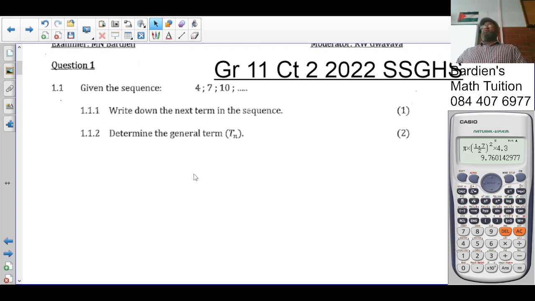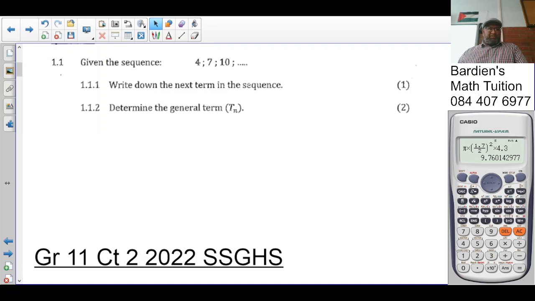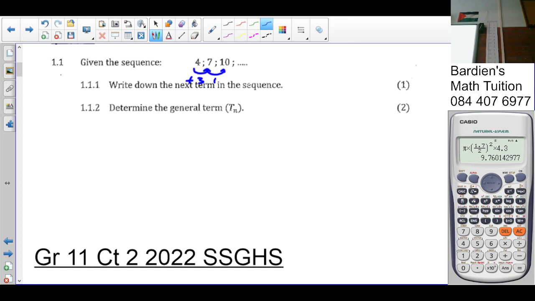We've added up incorrectly. Okay. So the first question says, given the sequence 4, 7, and 10, write down the next term in the sequence. So how do I move from one term to the next? You're adding 3. So if I add 3 to the next term, to 10, I would have gotten 13 for term 4.